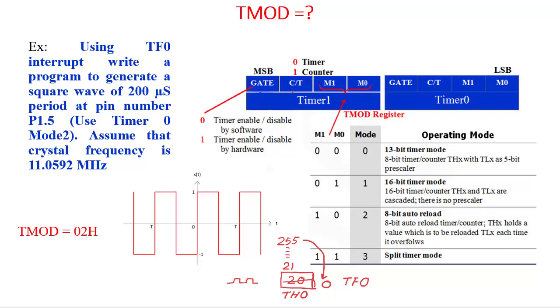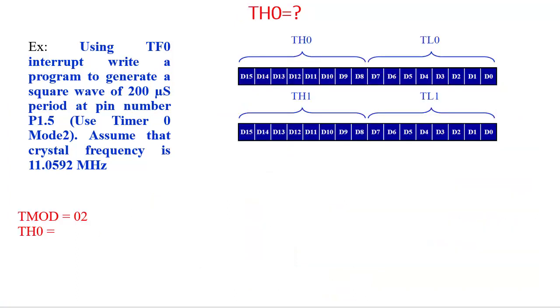Here we are using mode 2 operation. Now what is mode 2? Mode 2 is 8-bit auto reload. The timer will be used as an 8-bit timer, means we will use the higher 8 bits and lower 8 bits of the timer. And what is the function of mode 2 for timer operation? Timer 0 and timer 1 are both 16-bit timers and both can be used for 8-bit operation.